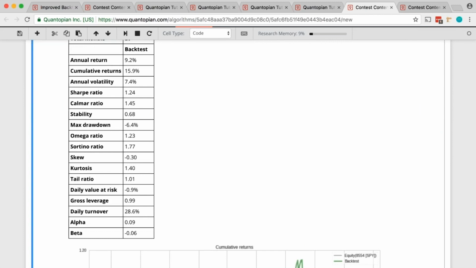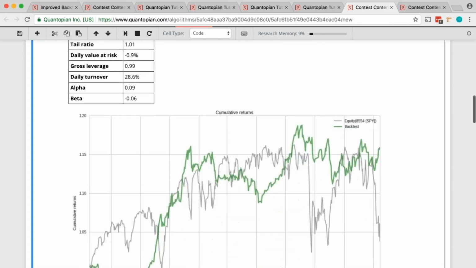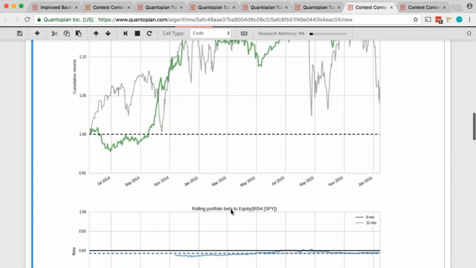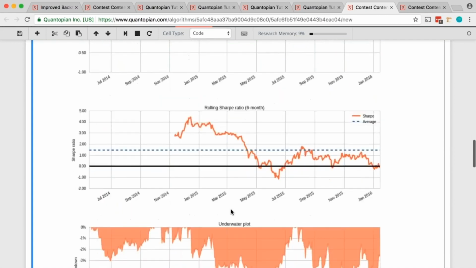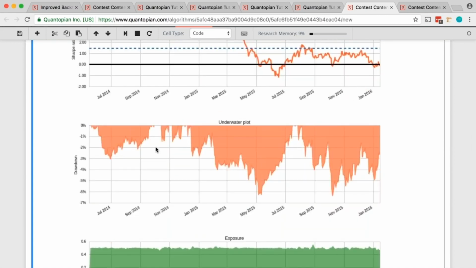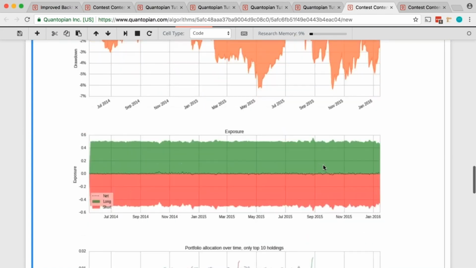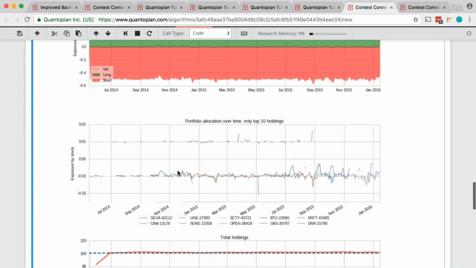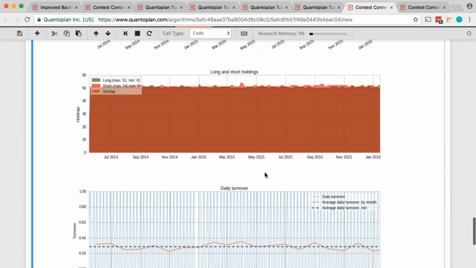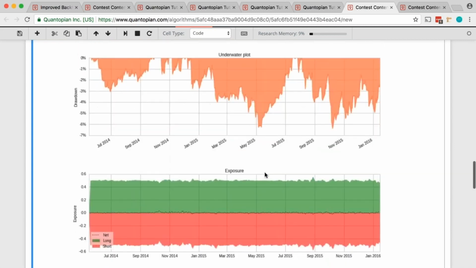I can see things like kurtosis, the tail ratio, and value at risk, which don't matter for the contest criteria, but are always useful to know as you evaluate and try to improve your algorithm. I can get a sense of how my backtest compares to various benchmarks or other comparison points that I would like to make. There's rolling beta, rolling Sharpe. I get a sense of all my various underwater periods and how bad they've been. You can also see your net long versus short exposure, and the top 10 holdings. So it looks like I have GEVA, LINE, and Solar City as some of my top holdings. There's a ton of useful information in this tear sheet.